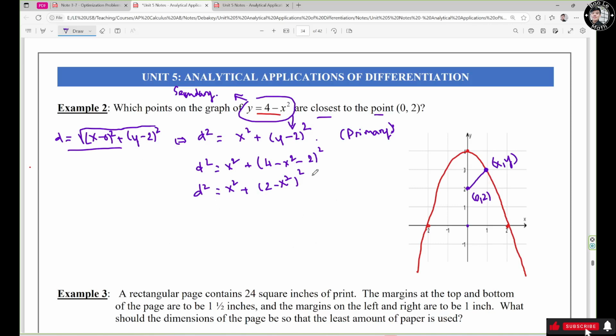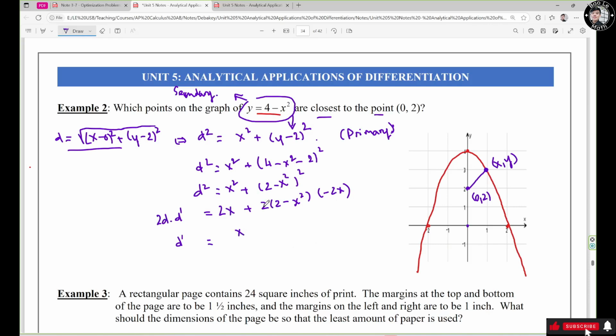Now I need to take the derivative of both sides with respect to s. So it's going to be 2d times d prime equals 2s plus, for this one I'm going to use the general power rule, right? So I have 2 times (2 minus s squared) times negative 2s, right? Now divide both sides by 2d, right? So I have d prime equals 2s divided by 2, which is going to be s, right? So I have s right here.